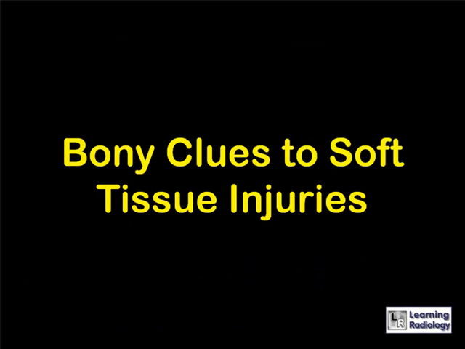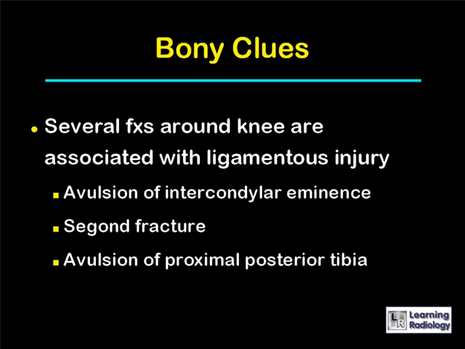Just as there are soft tissue clues to underlying bony injuries, there are bony clues to soft tissue injuries around the knee. These include avulsion of the intercondylar eminence, a Segond fracture, and avulsion of the proximal posterior tibia.